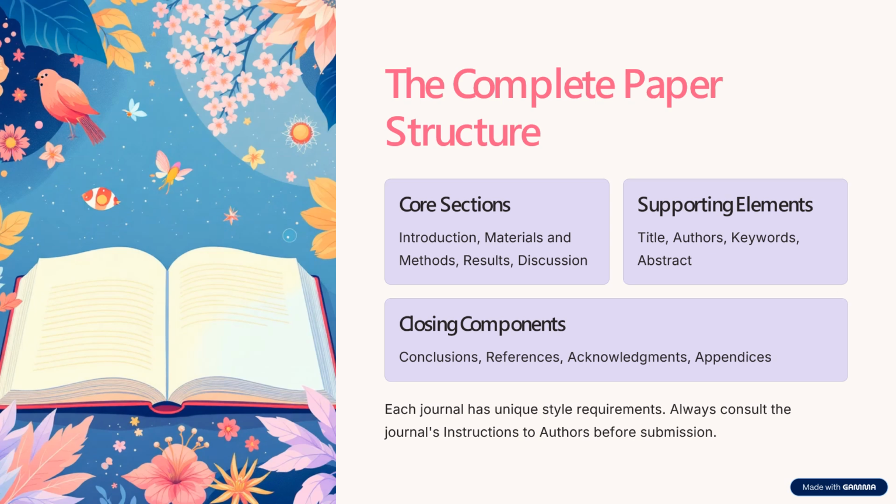The missing parts of a paper are title, authors, keywords, abstract, conclusions, and references. Additionally, some papers include acknowledgements and appendices. Each journal has unique style requirements. Always consult the journal's instructions to authors before submission.